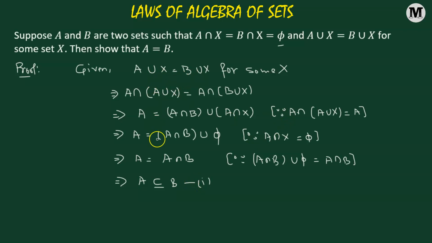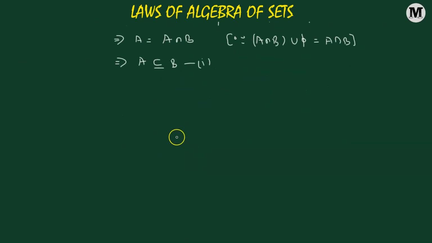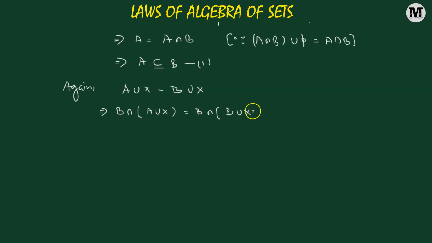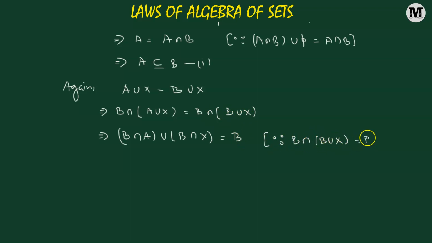Okay, then again we're going to use the same condition, A union X equals B union X. This time what we'll do, we're going to take the set B and take its intersection with each of the two sets on both sides. Where B intersection A union X equals B intersection B union X. Now using the same definition, this time B intersection with A union X, so what we'll do, we'll distribute it. So we have B intersection A union with B intersection X. This will be equal to, now B intersection B union X, that's simply going to be B. So here we use the fact that B intersection B union X simply equals the set B.